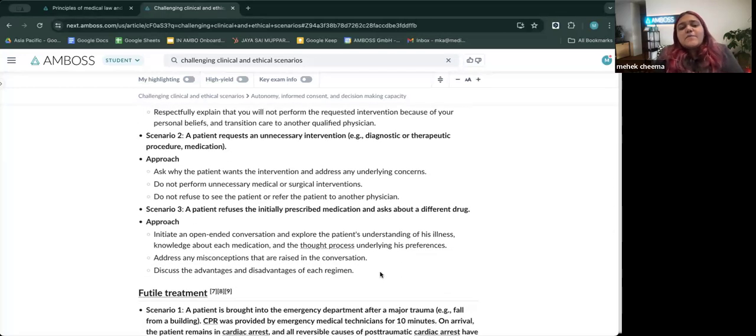Apart from that, if a patient requests an unnecessary intervention, it becomes very important to understand why the patient wants this unnecessary intervention. Simply refusing the patient is not good. The reason for that is because you might refuse them because you know this intervention is unnecessary, but they can go to another doctor and get it done. So explaining to them why it is unnecessary becomes very important.